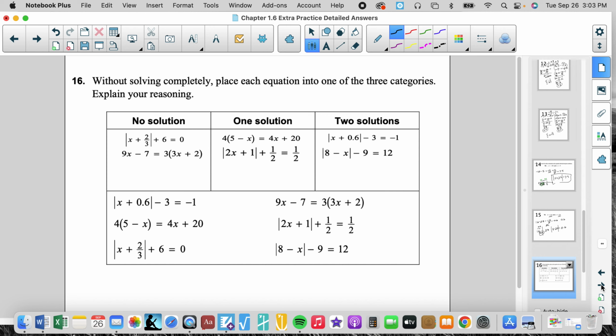16. Without solving completely, place each equation into one of the three categories.